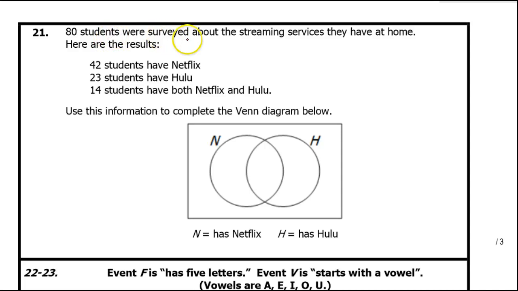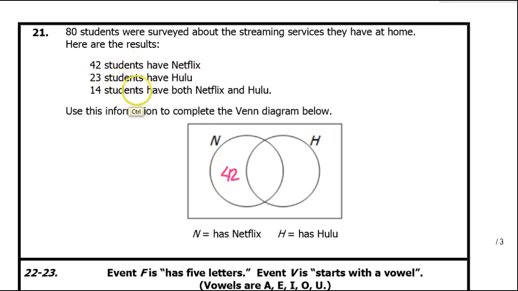80 students were surveyed about the streaming devices they have at home. Here are the results. 42 students have Netflix, 23 students have Hulu, 14 students have both Netflix and Hulu. Use this information to complete the Venn diagram below. Always start with the middle part. Here's a common mistake. Here's what you don't do. 42 students have Netflix. Oh, 42 goes here.